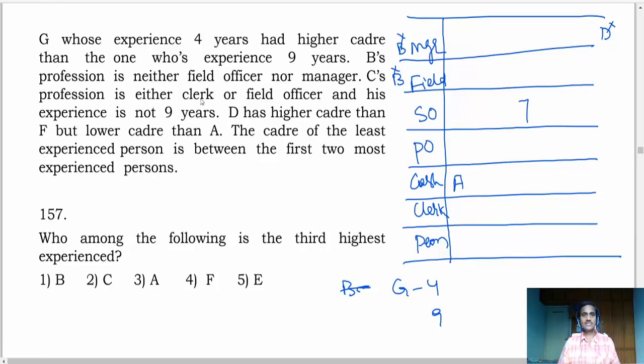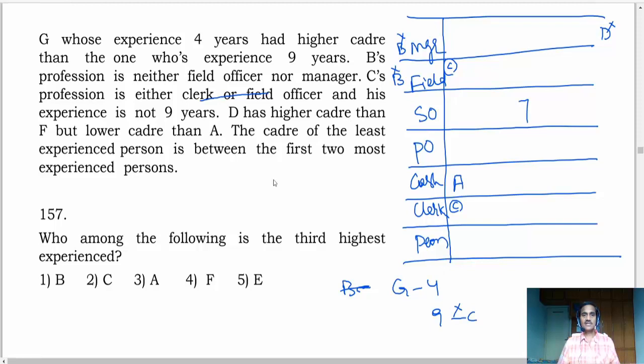Next one, C's profession is either clerk or a field officer. C must be either clerk or field officer. Now C can be either here or here, either clerk or a field officer. And his experience is not 9 years. Now C is not 9 years. Now C is not 9.